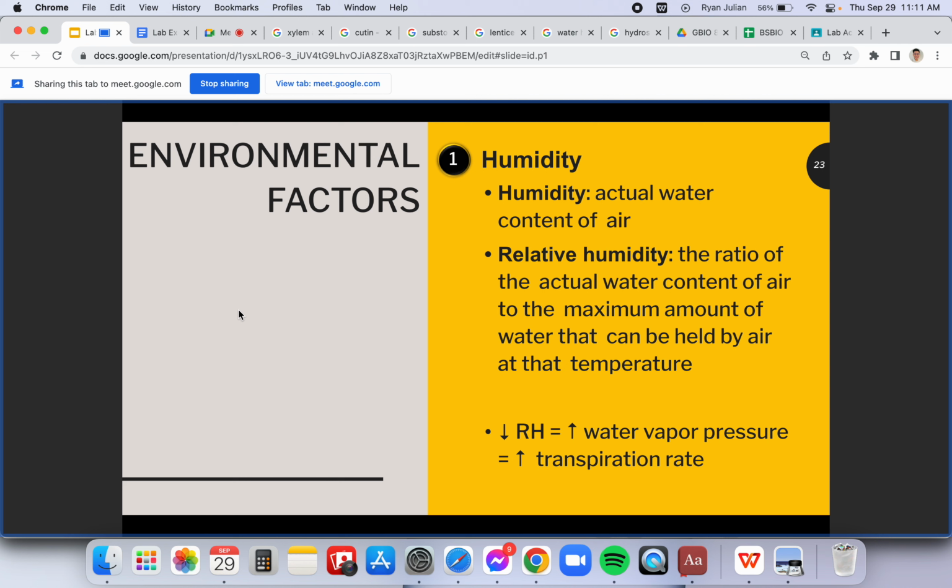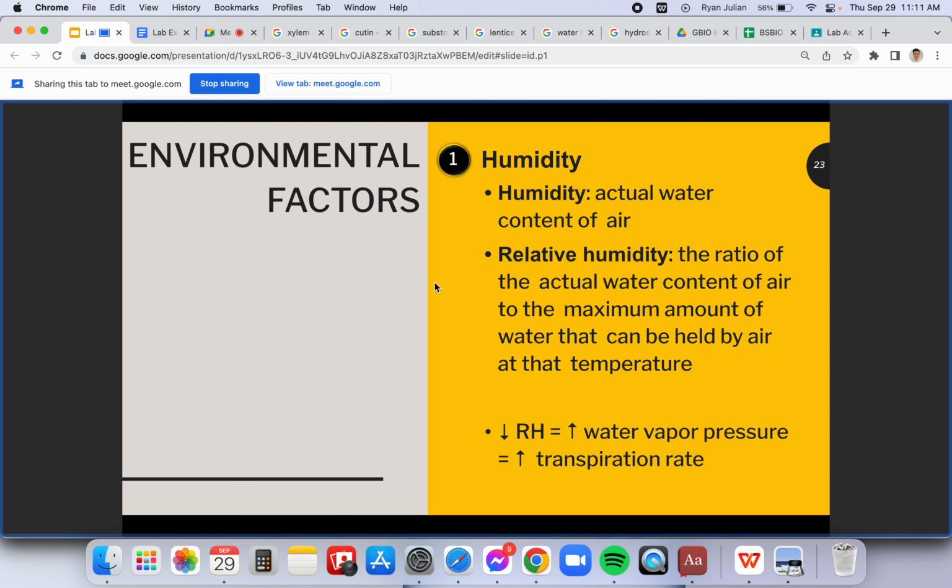As for the environmental factors, first is the humidity, which is the actual water content of air, especially now in the current state that we are in. There are some days wherein the air is really sultry or mainit, di ba? It's because of the climate change. It plays a great factor on how we can regulate the humidity that occurs in the air.